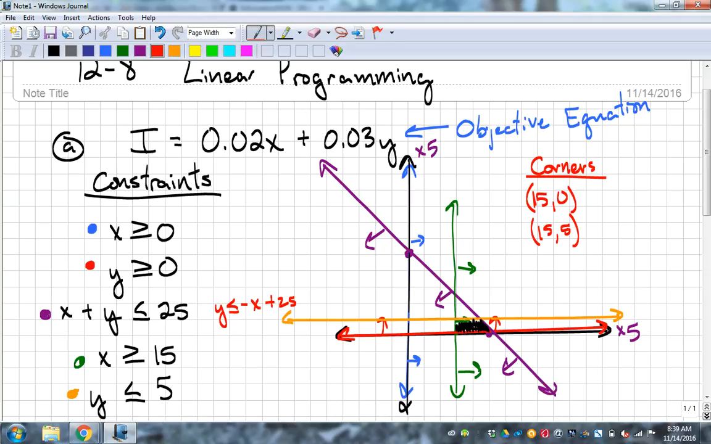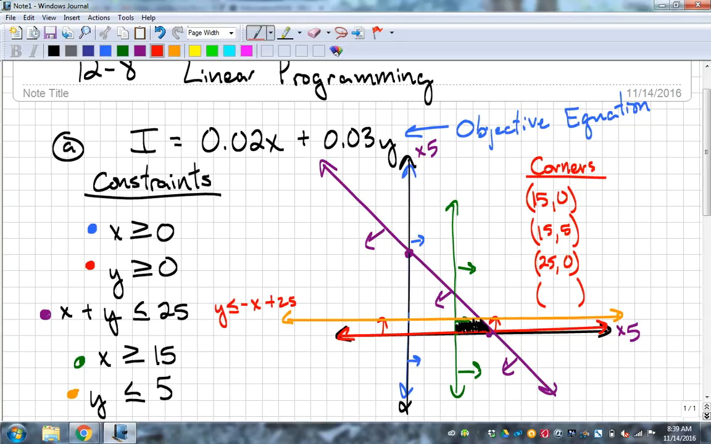Then this one down here is pretty easy to find because it's 25, 0. And then that one kind of hanging out in the middle of the world there is a little bit more difficult to find. But it's the intersection of what two lines? Or which two inequalities? Yeah, this one and this one.